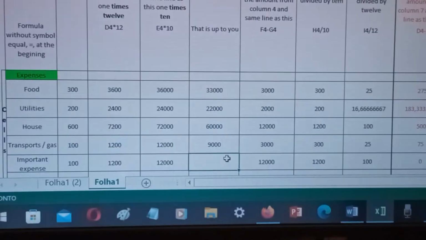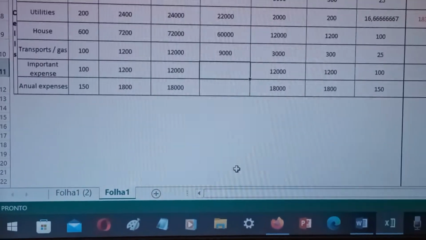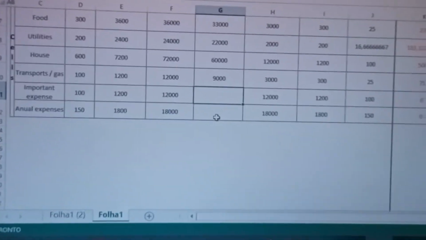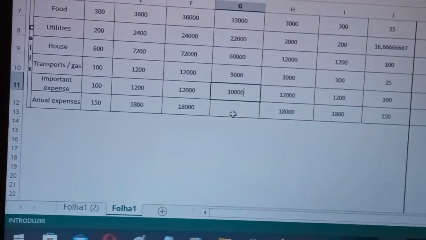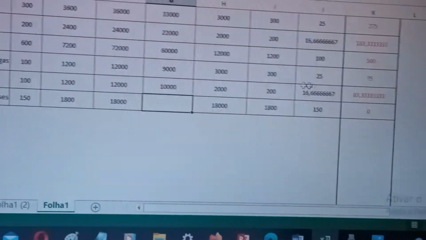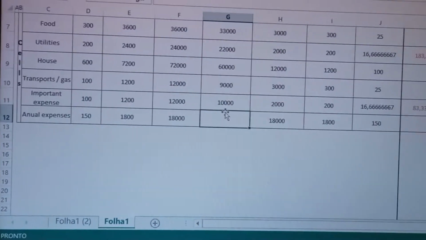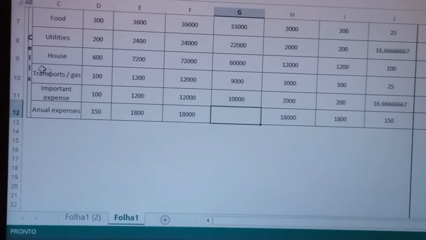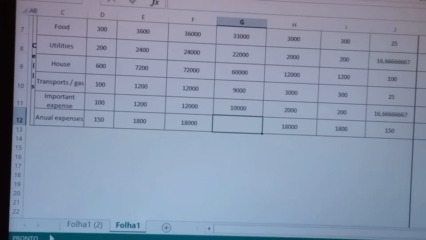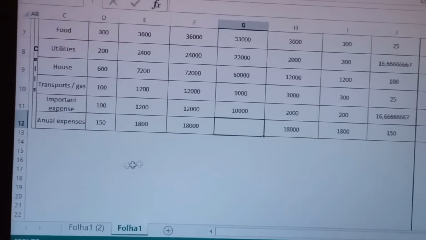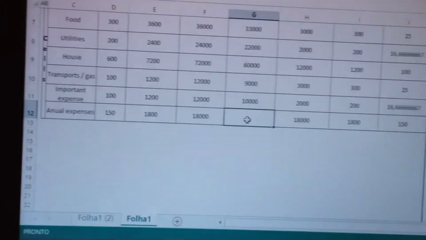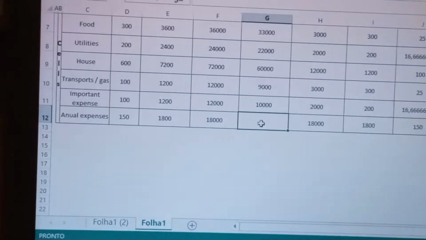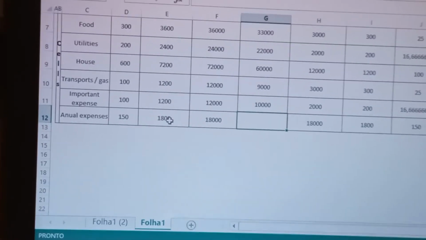And important expenses. Important expenses like 12. Let's say 10,000. I have no idea what those important expenses are. This is, as I said, just to have here an example and a reduced one. And this is a very long list of things. So just to make it easier here on us. Annual expenses, 18,000 in a year? No, this is in 10 years.